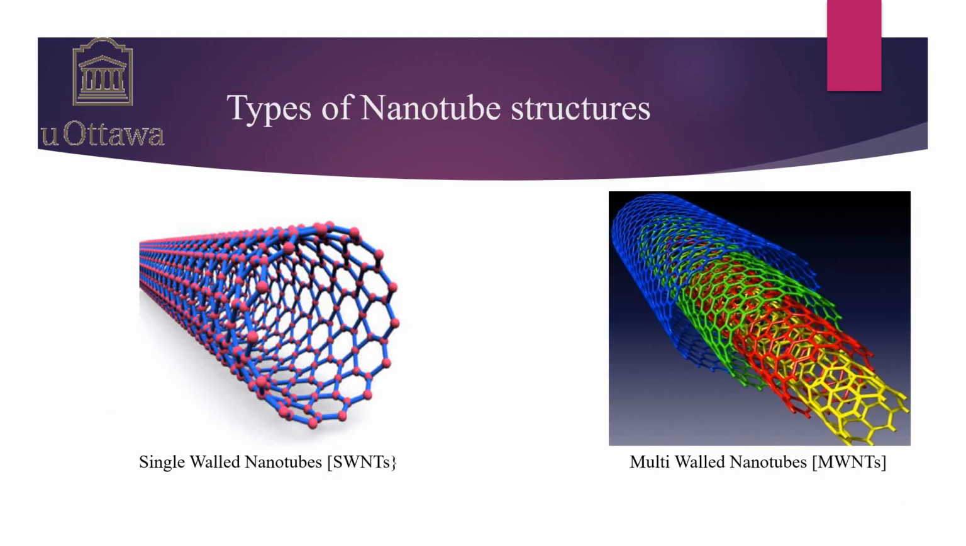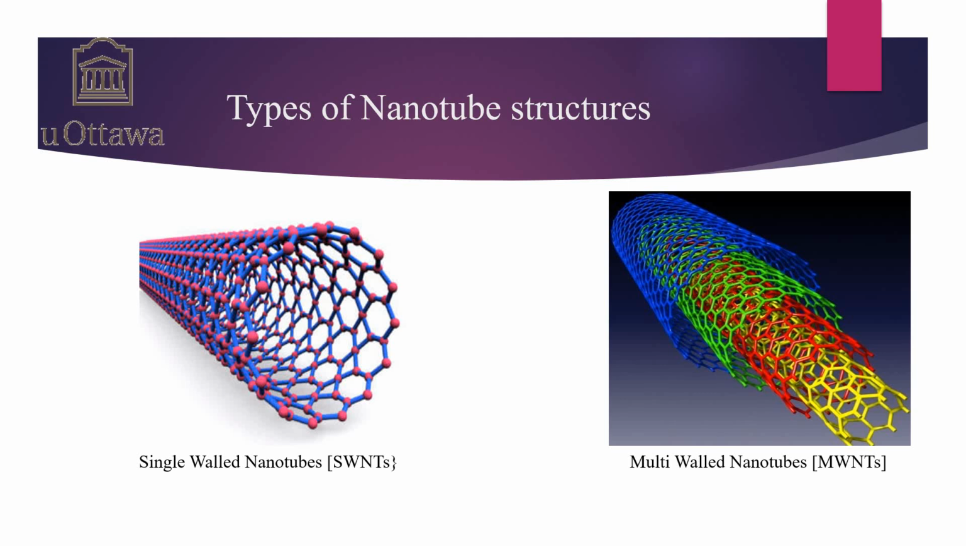Now we'll see about the types of nanotube structures. There are two types of nanotube structures, namely single wall nanotubes and multi-wall nanotubes. Single wall nanotubes are one-dimensional cylindrical shaped allotropes of carbon that have high surface area and aspect ratio. Because of their small diameter and large aspect ratio, single wall nanotubes are considered one-dimensional material.